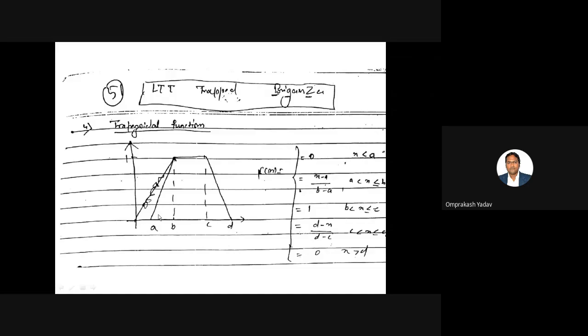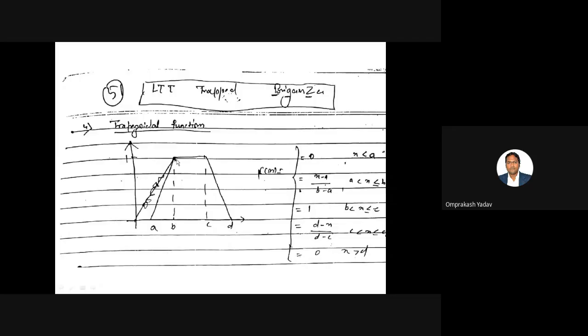So the first line is an increasing line. Before that, if x is less than a, then it is 0. In between a and b, this is the a to b range, there is an increasing line. Whenever there is an increasing line, subtract from that variable. So just mark x over here, this is the x-axis. Then the equation for this particular line will be x minus a divided by b minus a, and you can write the limit: x is greater than a and less than or equal to b.